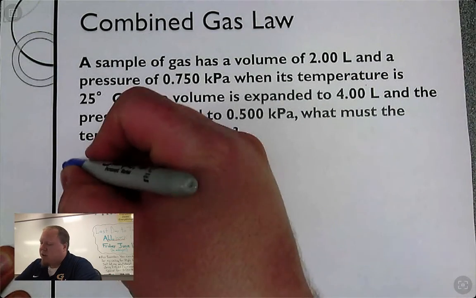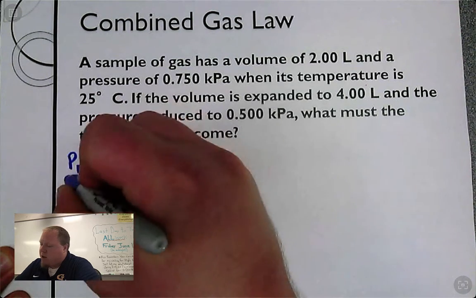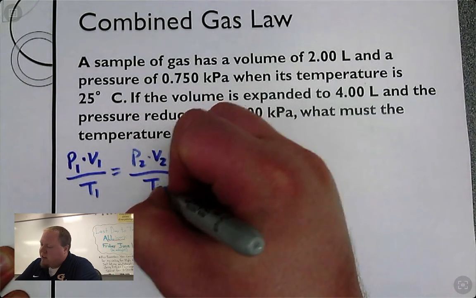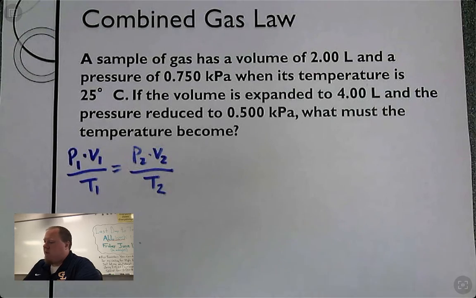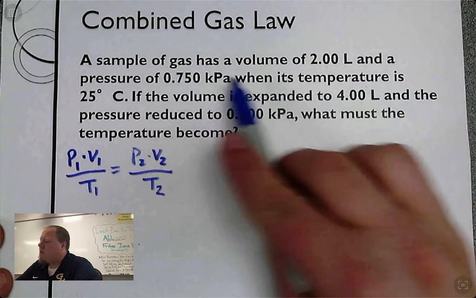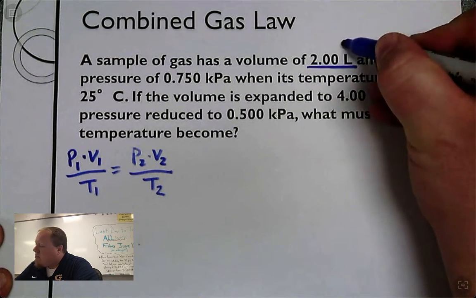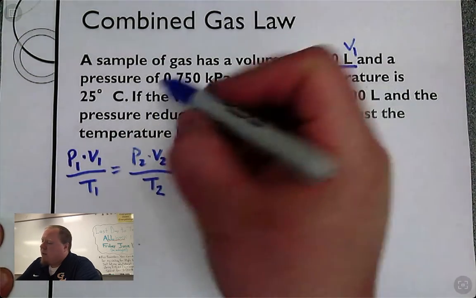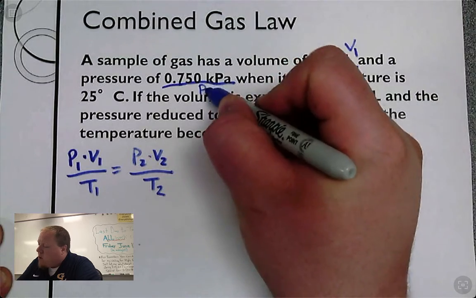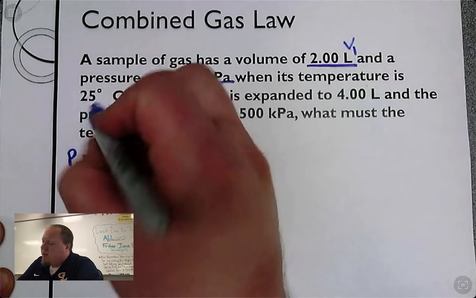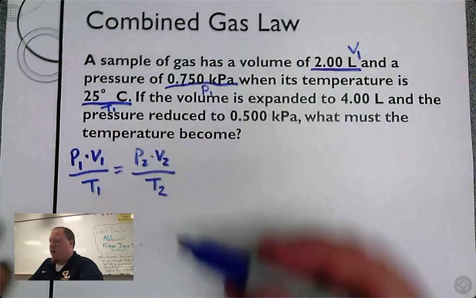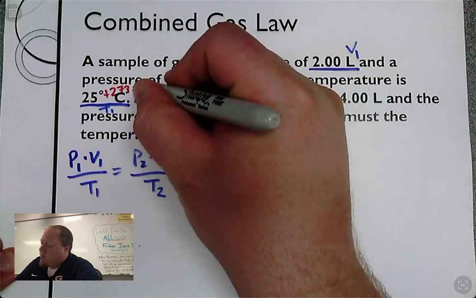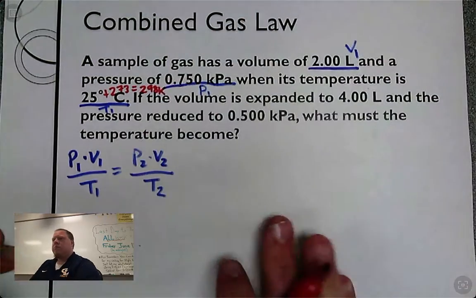Okay, again, our equation is P1 times V1 divided by T1 equals P2 times V2 divided by T2. Okay, so first I'm going to identify all the pieces. A sample of gas has a volume of 2.0 liters. That's a volume. So this here is V1, starting off volume. And a pressure of 0.750 kilopascals. So that is the same pressure as V1. So this is P1, okay, P1 and V1. And the temperature is 25 degrees Celsius, so that would be T1. Now that is in Celsius, so I'm just going to go ahead and convert that at 273. Gives me 298 Kelvin. Okay.